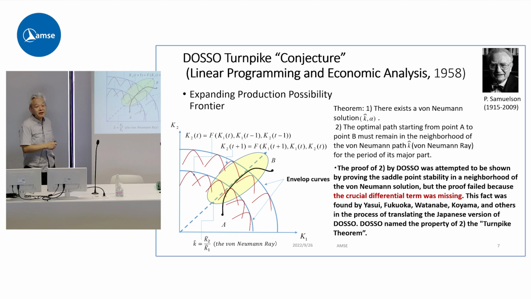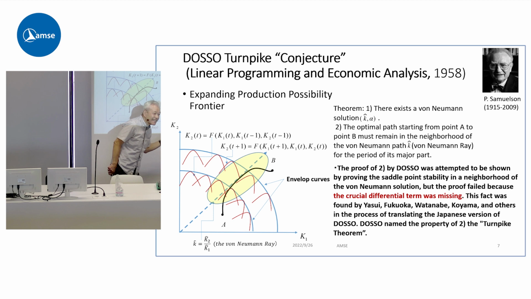So why is it called Turnpike? I think this is Dorfman's naming. Because I think in Boston, there's an expressway actually, which they call the Massachusetts Turnpike or something. So this is kind of a speedway, I mean a highway. So they call that the Turnpike property, something like that. That's their name.